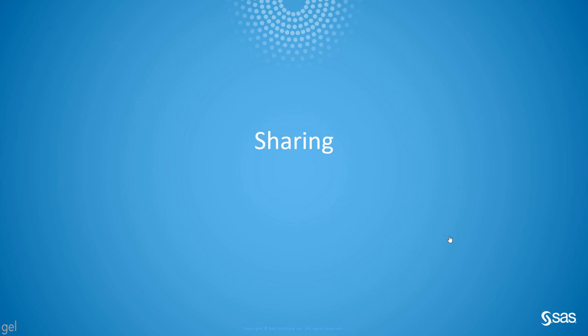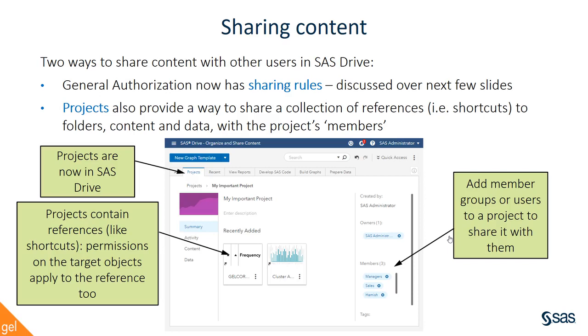Okay, as I said earlier, Terry mentioned sharing. It's a new thing in Viya 3.4, the ability to share objects with other users. So general authorization now has sharing rules, and we're going to look at them in a bit of detail in the slides that come up. We also have this thing called projects, which is another way to share things within Viya.